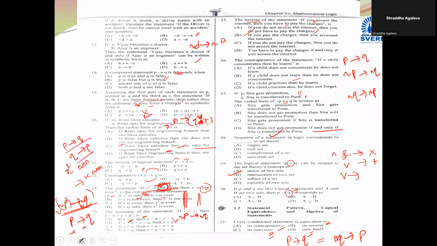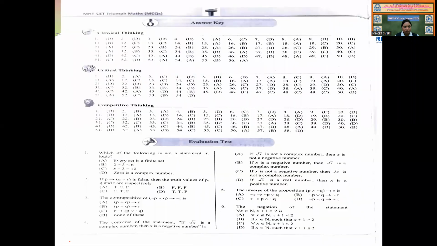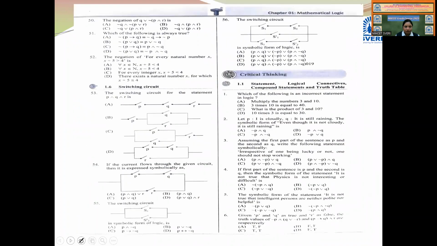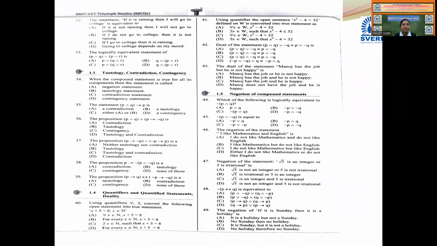The answer is 31, which is A. It's the contrapositive. Every conditional statement is equivalent to its contrapositive. Remember, these are some standard statements that you have to remember.